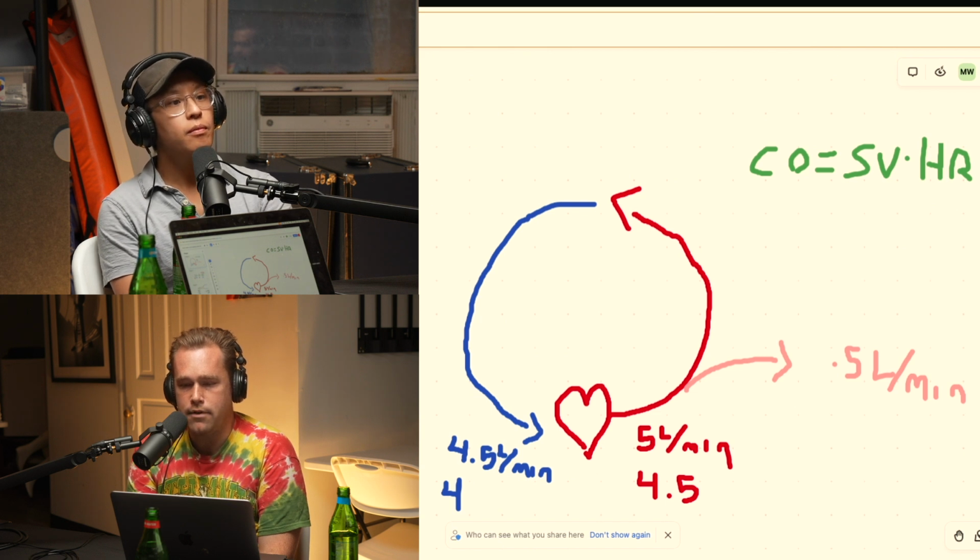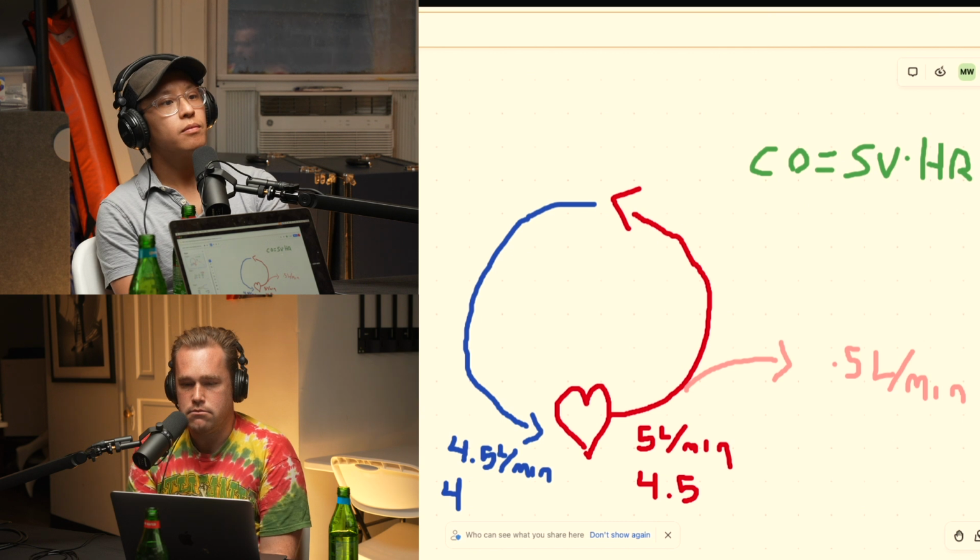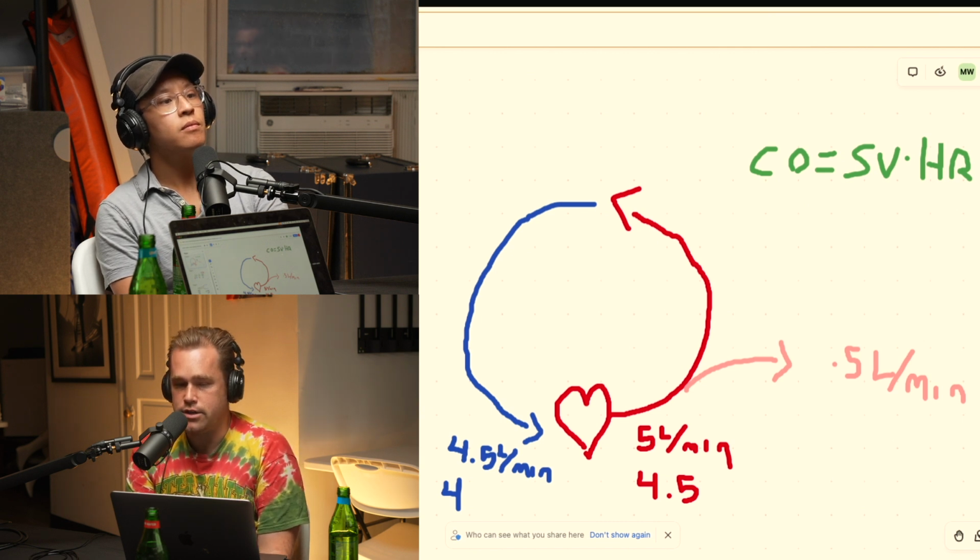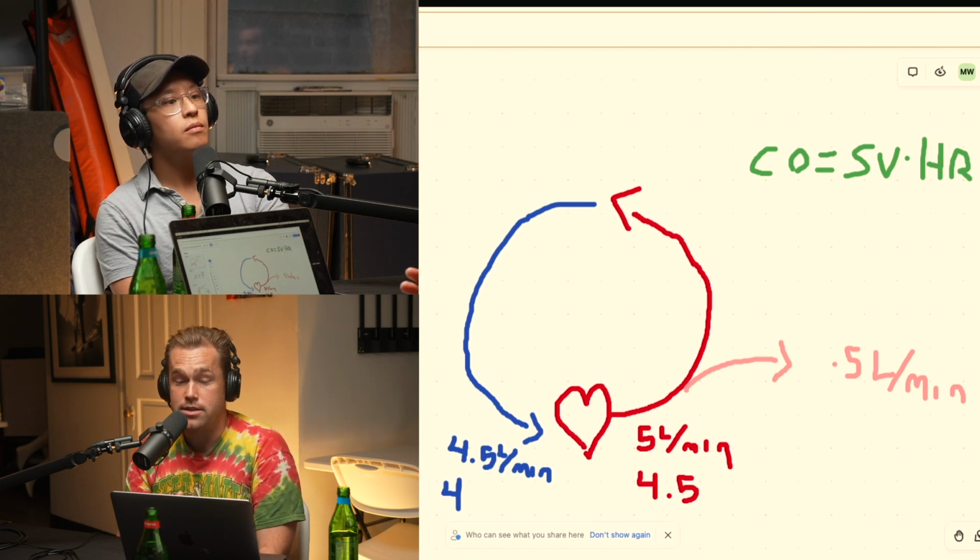When you have an issue, your body is going to try to fix it. But depending on the cause of shock, it might not be able to do certain things.